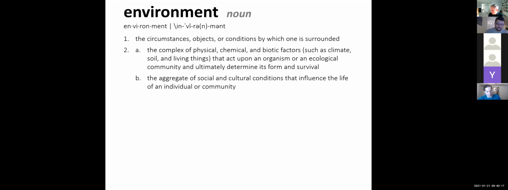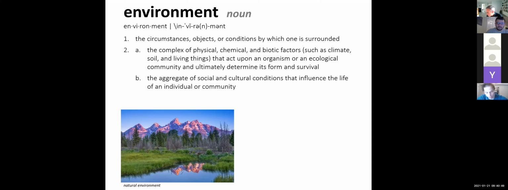Secondary definitions of environment include the complex of physical, chemical, and biotic factors such as climate, soil, and living things that act upon an organism or an ecological community and ultimately determine its form and survival. And then finally, the aggregate of social and cultural conditions that influence the life of an individual or community. Right? So in short, it's a mix of living and non-living things in your surroundings.